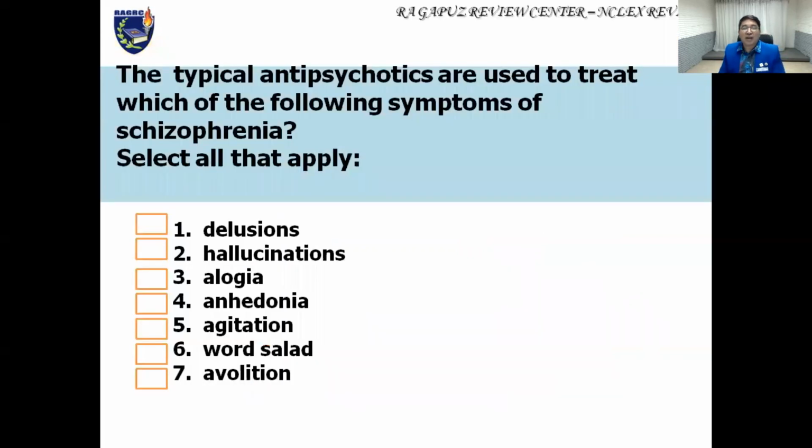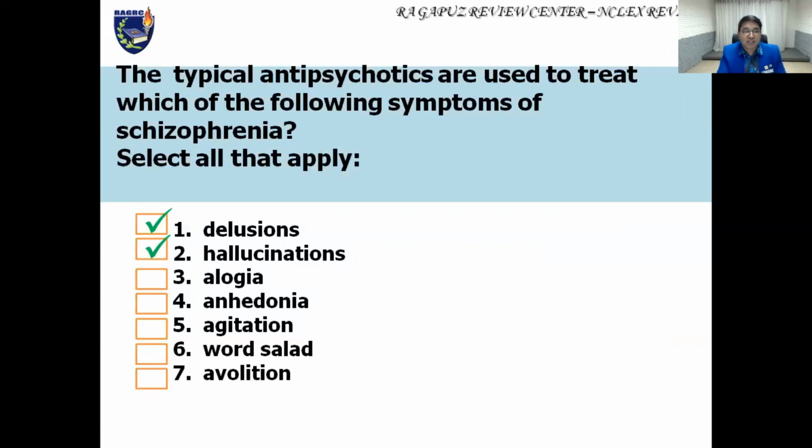Now, let's go back to the question. The typical antipsychotics are used to treat which of the following symptoms of schizophrenia? The key word here is the word typical. So it has to remind you that when you see the word typical before the term antipsychotics, you have to remember positive symptoms of schizophrenia. So if we talk about positive symptoms of schizophrenia, are we okay with delusions?